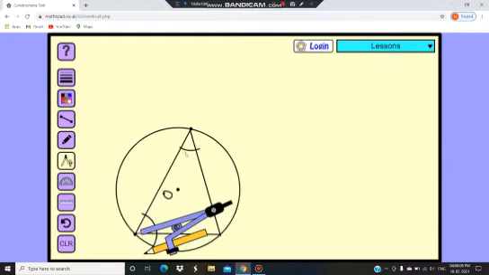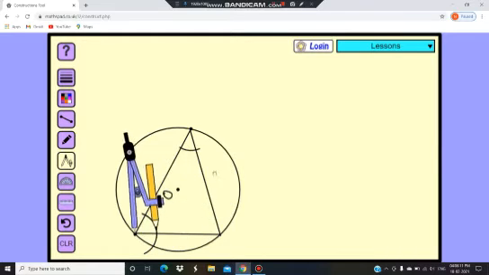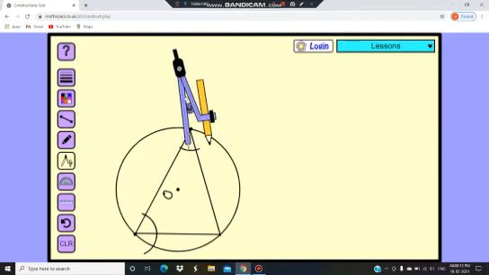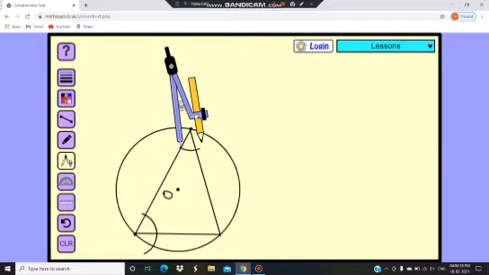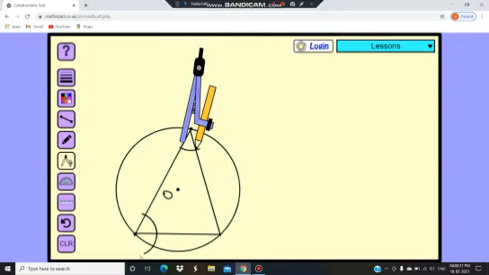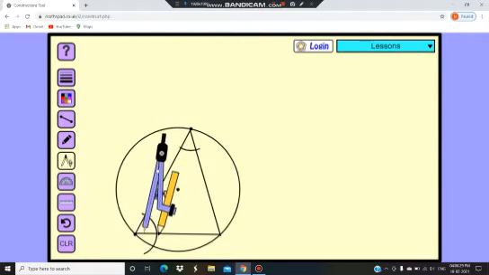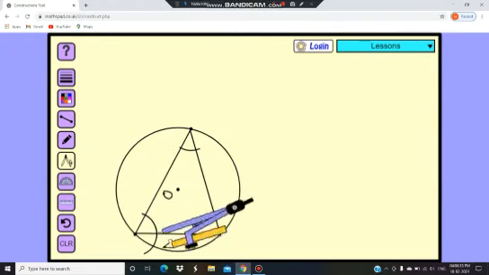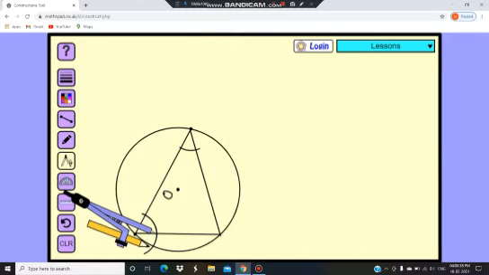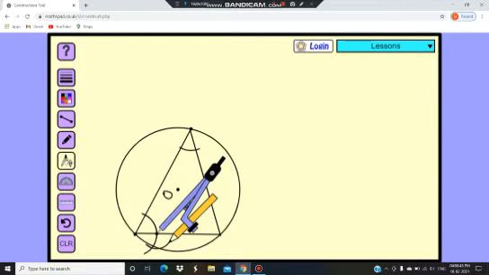Okay, now whatever the distance between these two arcs, we have to take that distance in the rounder. The distance between these two arcs we will take in the rounder. With that distance, we keep the pointer on this point, and with this new measure we have to draw one intersecting arc. So like that we have to make the intersecting arc.